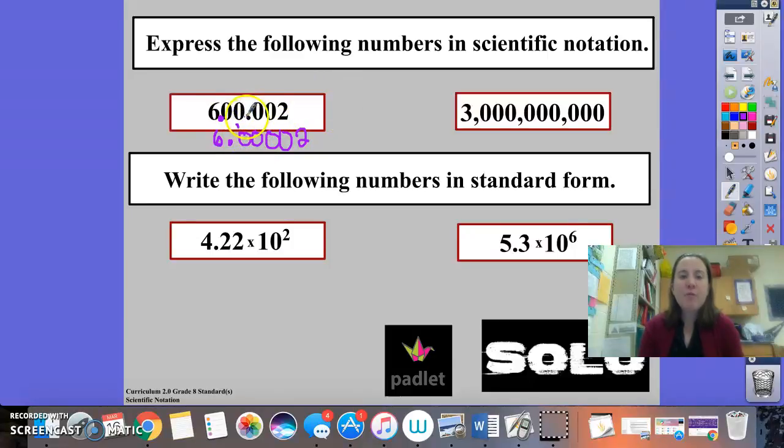Now I need to think about, well, how many places did I need to move that decimal point in order to create that number of 6.00002? I needed to move it 2 places.